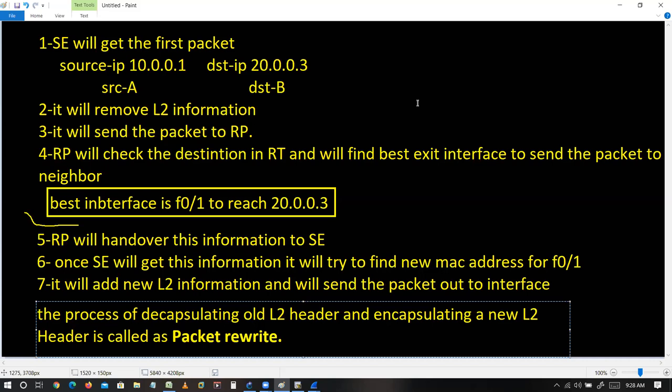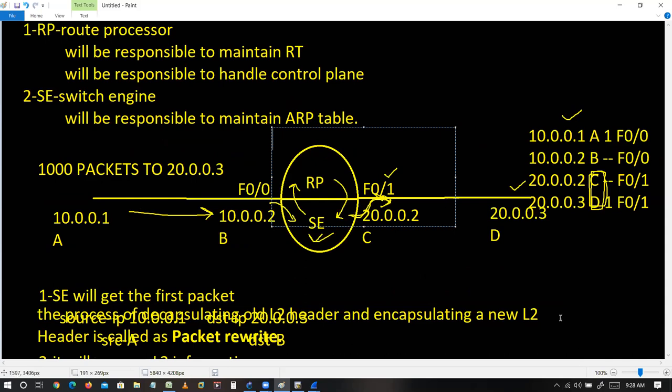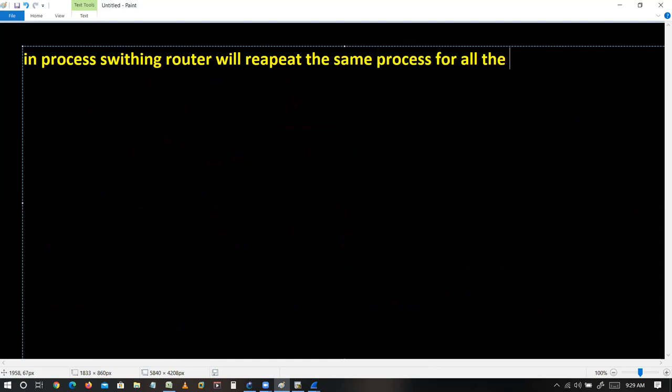Now, Akram, any doubt to this point? No. Okay. So now, in this process switching, the router will repeat the same process for all the packets. Look here, whenever this device receives any packet, it will do the same task. Those 7 steps it will follow, all the time.